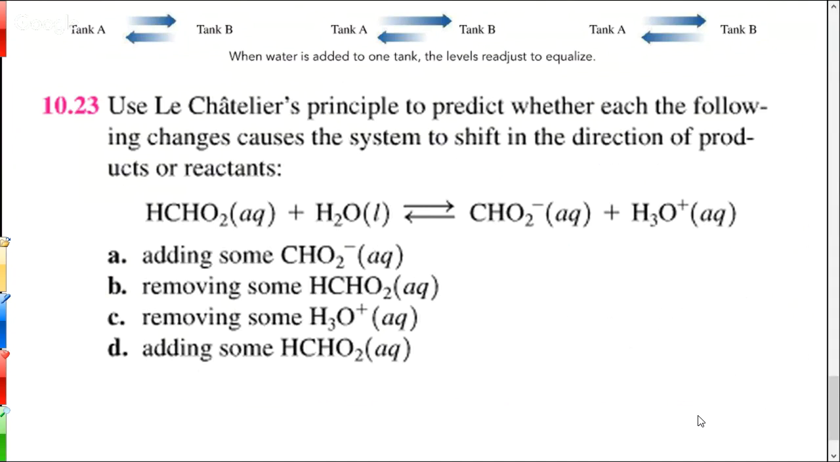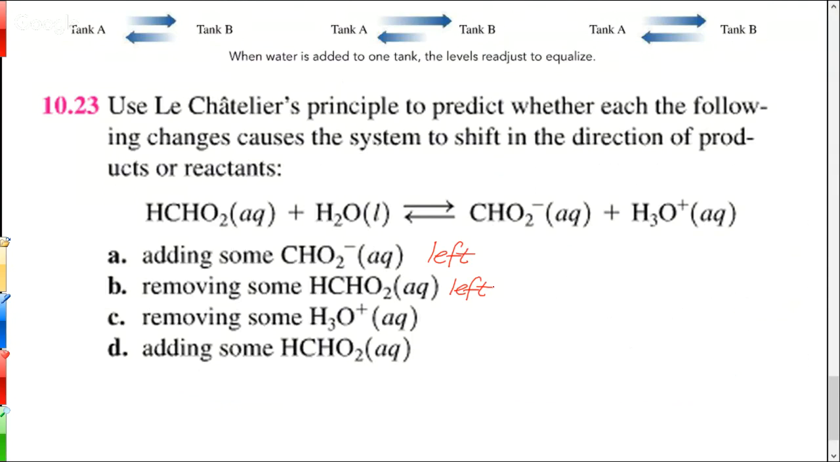We didn't talk about this specifically, but what if we remove some HCHO2, which is the thing on the left? So if we remove something from the left, what has to happen to the reaction to get it to rebalance? Is it going to move more to the left or move more to the right? To the left, yeah, just like the water thing. You take some water out of one side, it's going to push more water over to that side to compensate for it or to balance it back out again. So both of these are examples of stresses that would move the reaction more to the left.